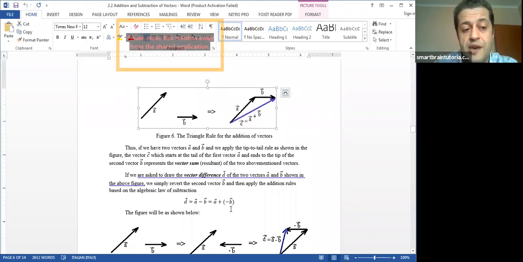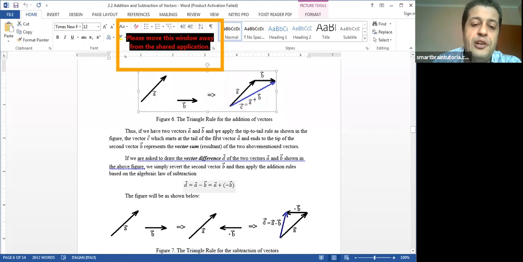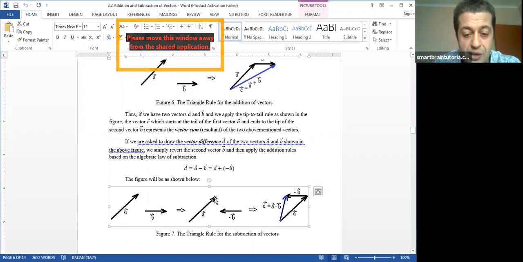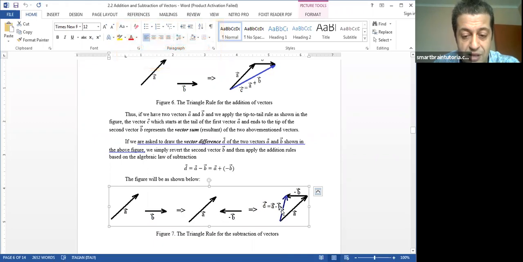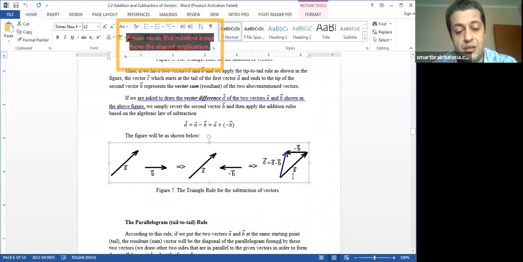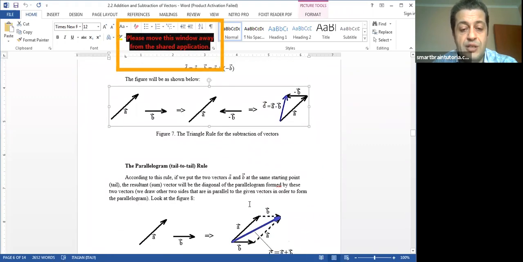And if we have the difference of two vectors, we have to find the difference. The only thing to do is to invert the second vector and obtain minus b first, then place minus b where the first vector ends. Here is the vector a, here it is minus b, and then this new vector is the difference, a minus b. This is the triangle rule.